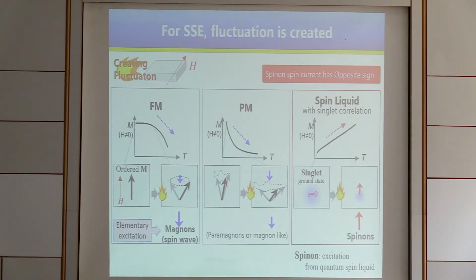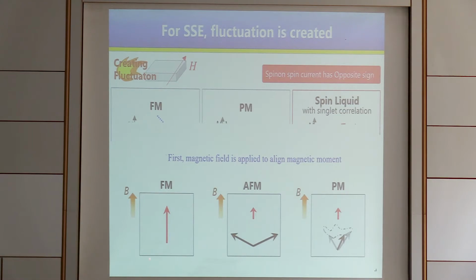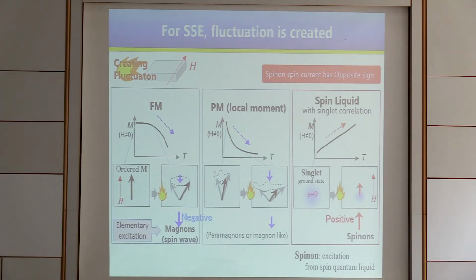Okay, so let's compare the spin wave spin current and the spinon spin current. For the measurement of the spin Seebeck effect, first we have to apply a magnetic field to align the magnetization. Then we apply heat to put fluctuation into the system. In the ferromagnetic case, the ground state is the fully spin polarized ferromagnetic state, so the magnetization is fully spin polarized. So when fluctuation is put into the sample, this fluctuation should reduce the magnetization.